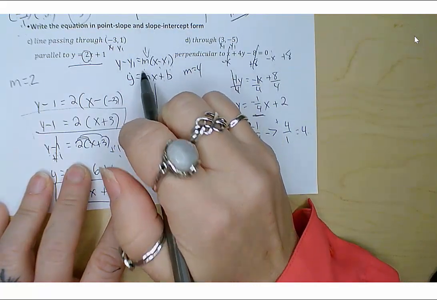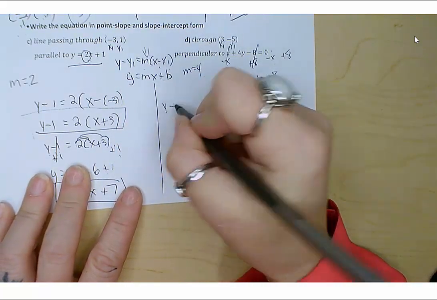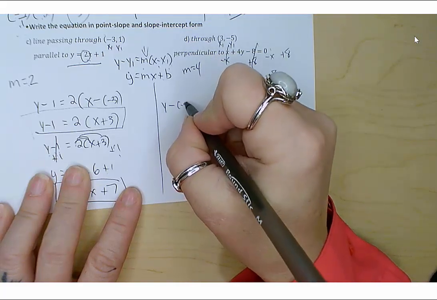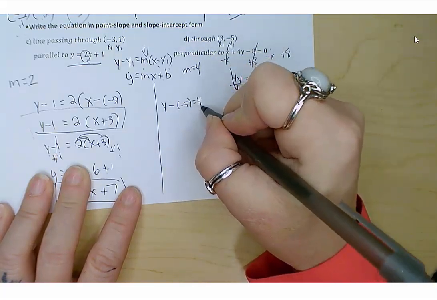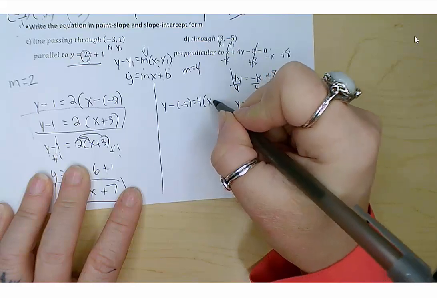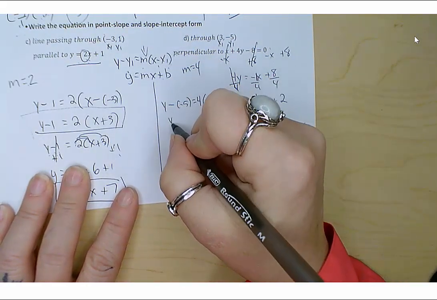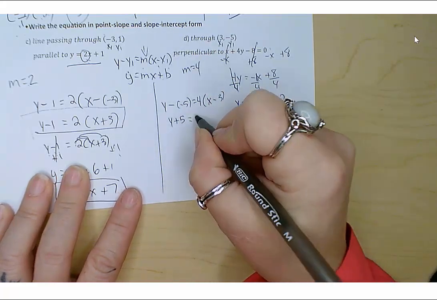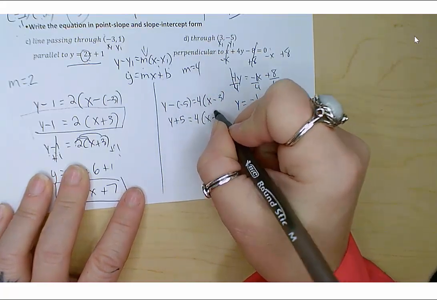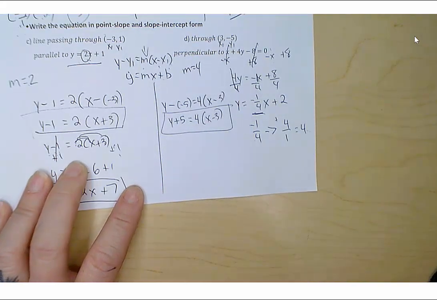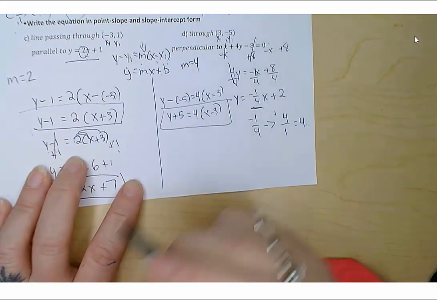Let's go ahead and plug that into point slope. y minus y1, which is a -5, is equal to our slope, open parentheses, x minus x1. Simplify, and we get y plus 5 is equal to 4 times x minus 3. That is our equation in point slope.